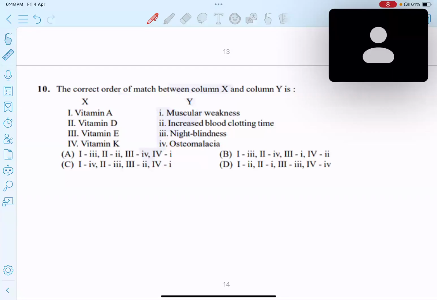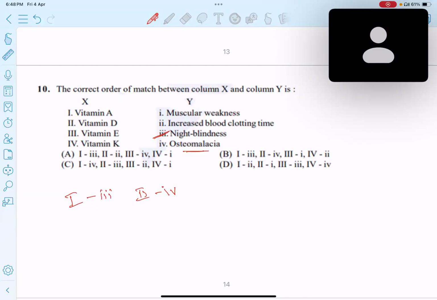Vitamin A deficiency is night blindness. Therefore, for 1, vitamin A, the match is 3, night blindness. Next, vitamin D is 4, osteomalacia, a bone disorder usually found in adults. So for the second one, the fourth is correct in column Y.